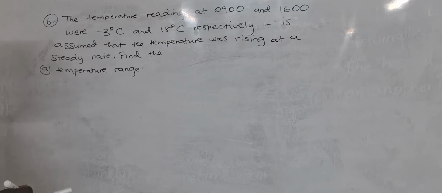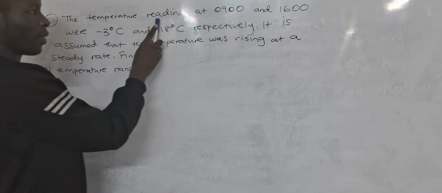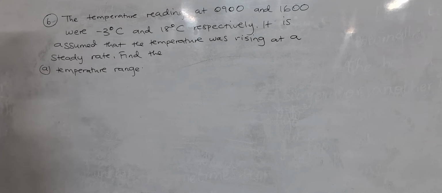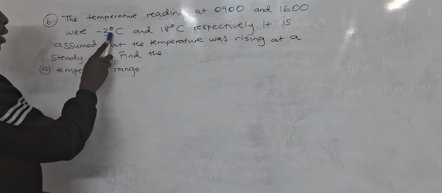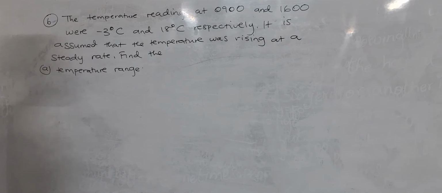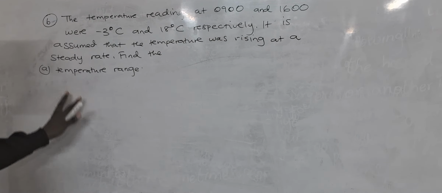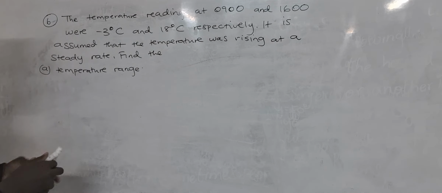Alright, this is question number 6. The temperature readings at 9:00 hours and 16:00 hours were -3 degrees Celsius and 18 degrees Celsius respectively. It is assumed that the temperature was rising at a steady rate. Find the temperature range. So this is the question. You are supposed to find the temperature range.